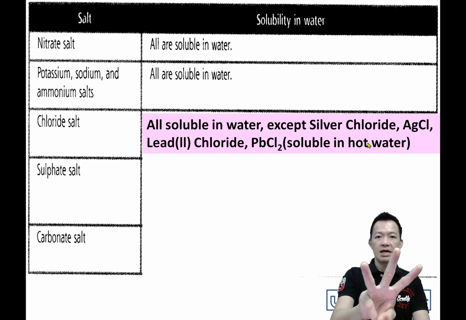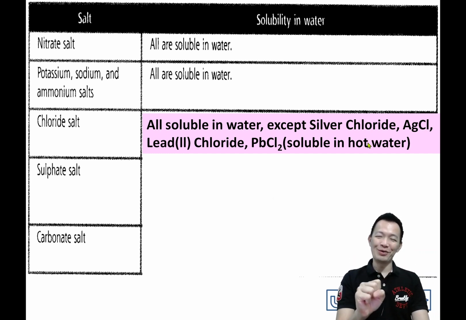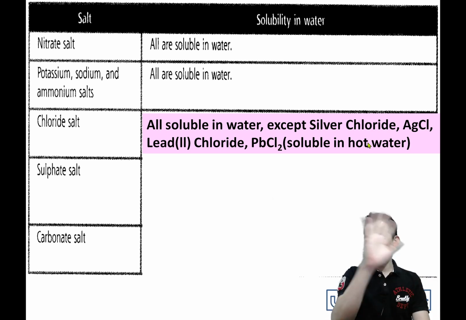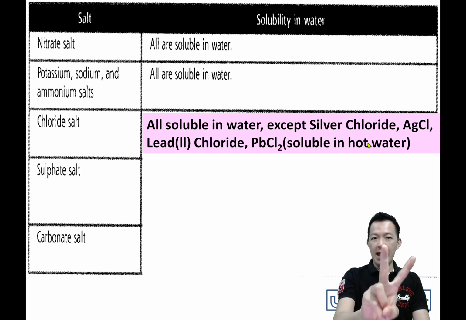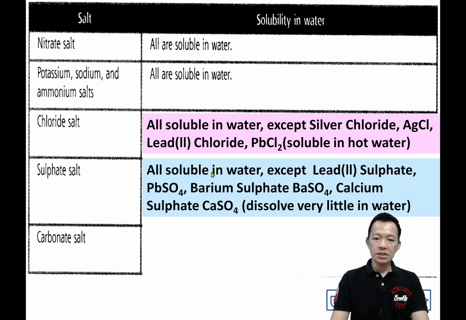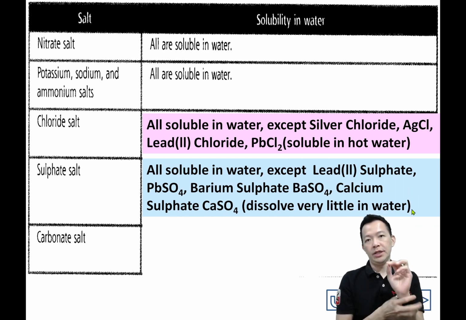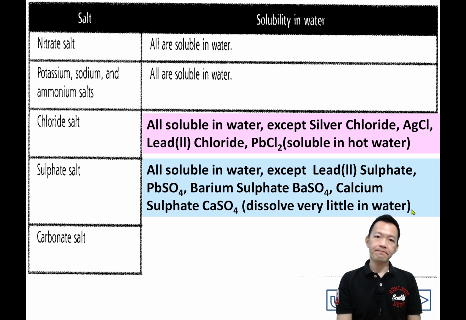All sulfate salt they are soluble in water. Sulfate 的盐全部都能溶解在水 except lead sulfate, barium sulfate, calcium sulfate 如果没有错啦 OK 因为我也忘记了 Okay, so all soluble in water except the lead sulfate, barium sulfate, calcium sulfate. But calcium sulfate dissolves very little in water. 它有一点点的溶解在水里面。这个能的话也背起来，不能的话就不要勉强。Okay. Next, carbonate.